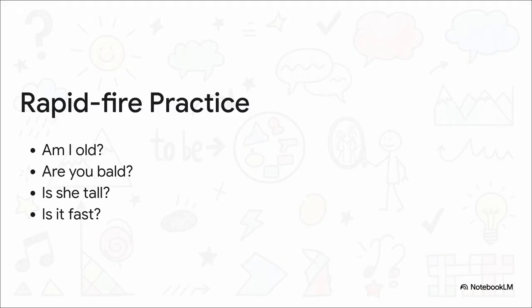Let's lock in that grammatical rhythm with some rapid-fire practice based on our source. Try sounding these out with me. Am I old? Are you bald? Is she tall? Is it fast? The source material actually repeats this energetically, almost musically really, to train the ear. Like, are you bald? Or, is he smart? This kind of repetition isn't just for show, by the way. It is an incredibly effective way to make the structure become second nature. You are quite literally rewiring your brain to instantly recognize that verb, then subject pattern of a question.